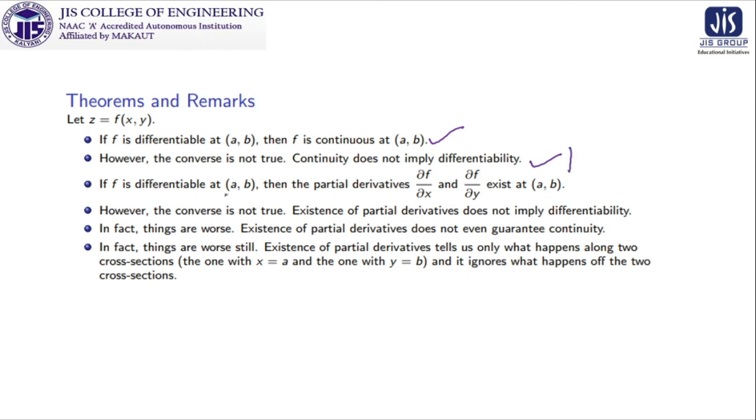So if f is differentiable at (a,b), then the partial derivatives also exist at (a,b), but the converse is also not true. Existence of partial derivatives never implies the differentiability of a function of several variables. In fact, things are worse, because existence of partial derivatives does not even guarantee continuity. We do have some problems related to that one. In due course it will be discussed.